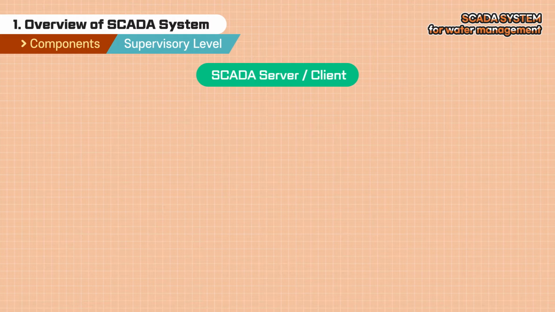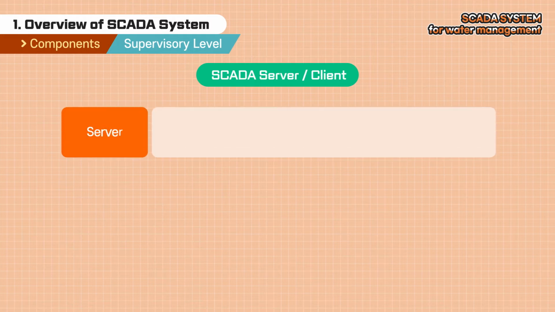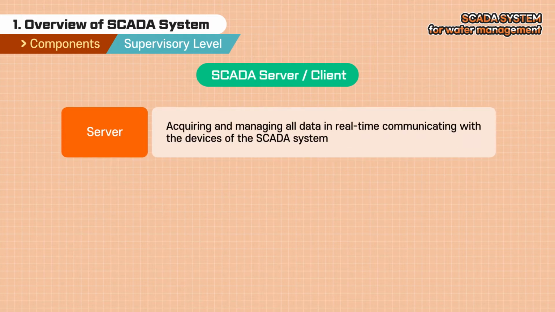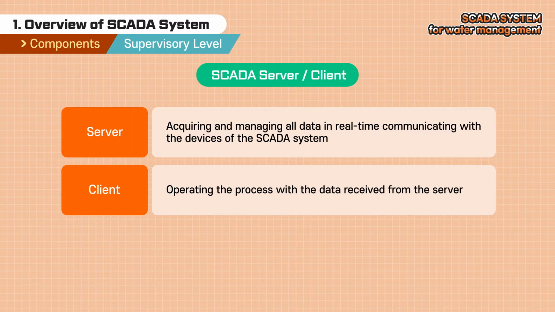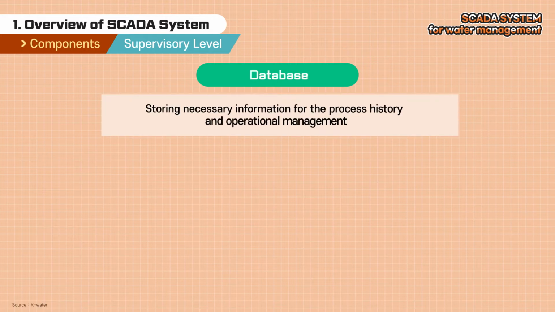The next is the server and client connection. The server acquires and manages data through real-time communication with the devices connected to the SCADA system, and the client operates the process with data received from the server. The database stores operational management history and related data.